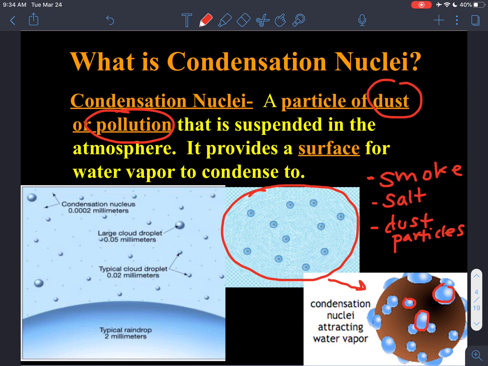Right, so you can look on this side over here to get a better idea of how small everything is. This is a typical rain droplet right here. So if that's a rain droplet, and all these little droplets are condensation nuclei, or cloud droplets, that's pretty small.